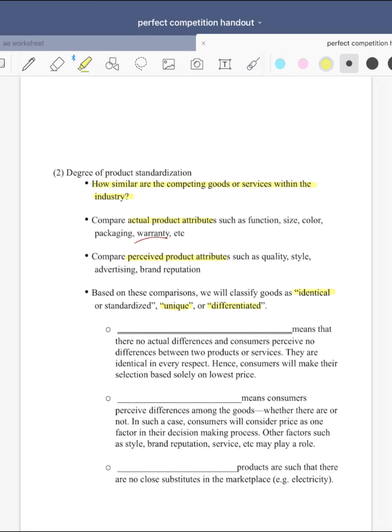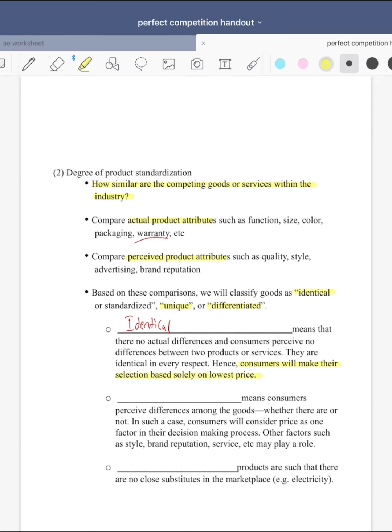Now, based on these comparisons, we're going to classify goods as identical or standardized, unique, or differentiated. These are going to be our three product types. So they could be identical goods, they could be unique goods, or they could be differentiated. Now, when we talk about identical goods, it means that there are no actual differences, and consumers perceive there not to be any differences between the two products or services. So in this case, they are identical in every aspect.